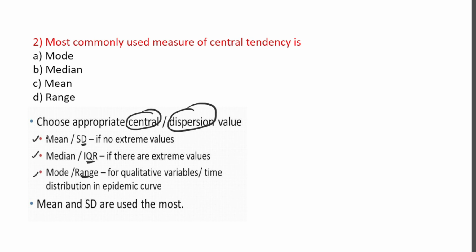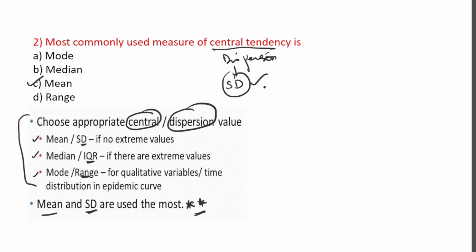So among all the calculations we can do, mean and standard deviation are used the most. Please remember this point. So our question was the most commonly used measure of central tendency. You have to take the answer as mean. If they had asked the question as most commonly used measure of dispersion, and if they give the option as standard deviation, then you take standard deviation as the answer. So this is the answer for this question: option C, mean, is the most commonly used measure of central tendency.